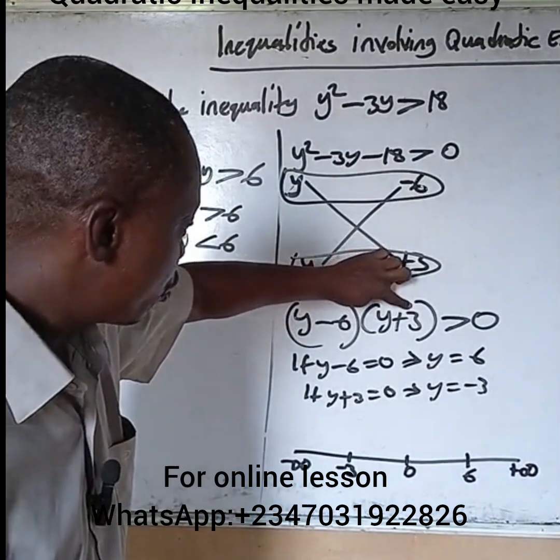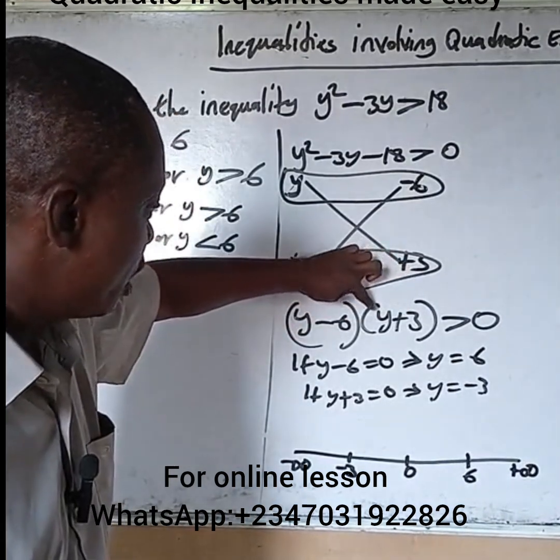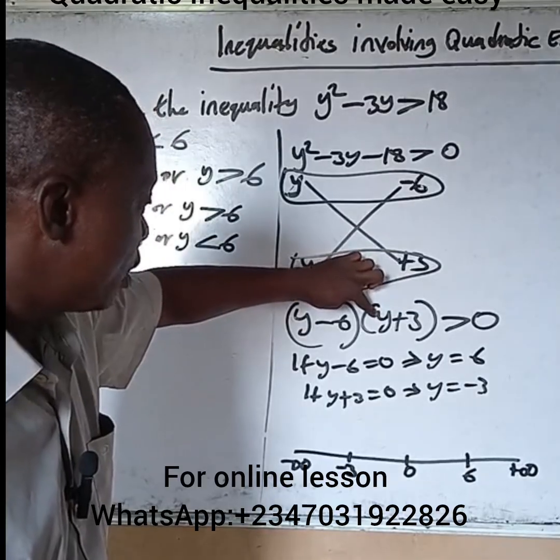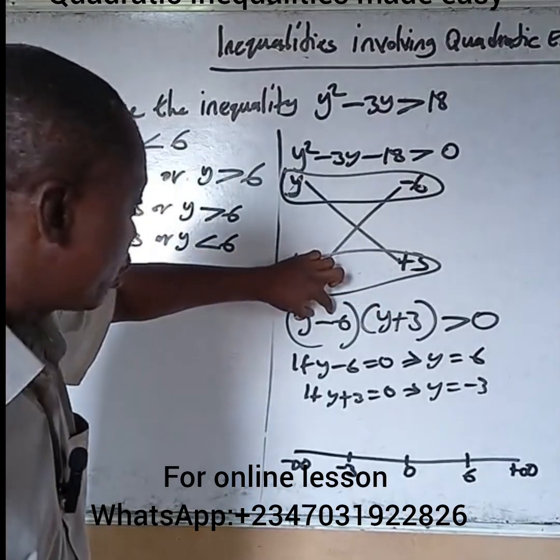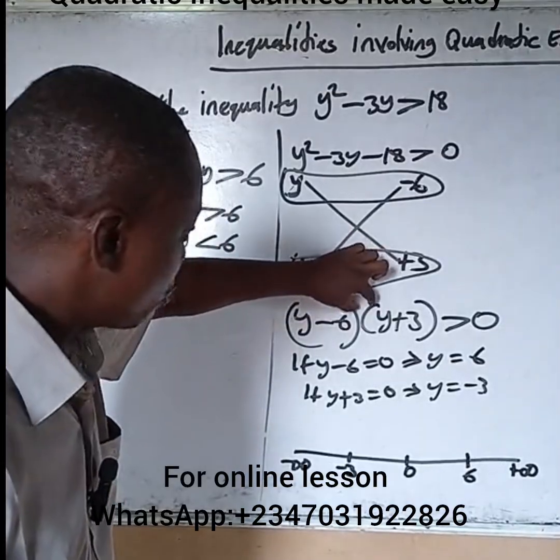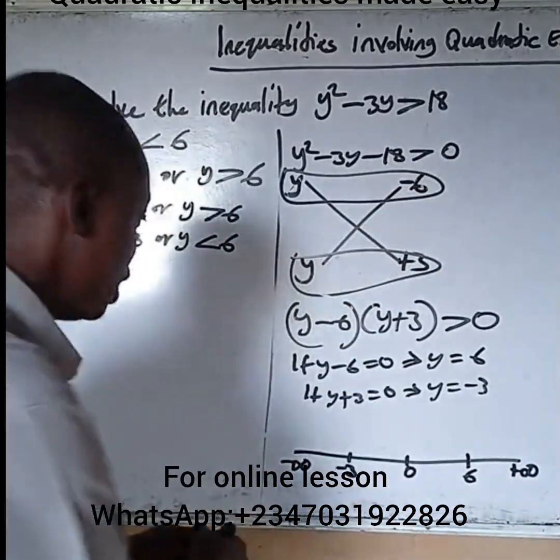Minus 4 plus 3 will give us minus 1. All right. So now, minus 1 times minus 10, minus times minus will now give us plus. So which means here will be positive.